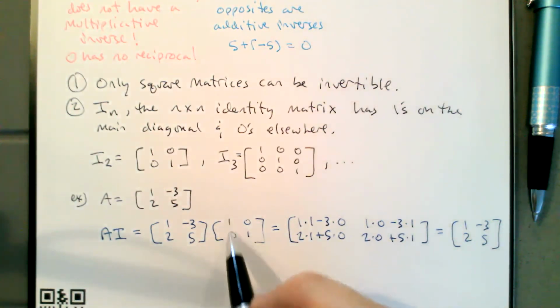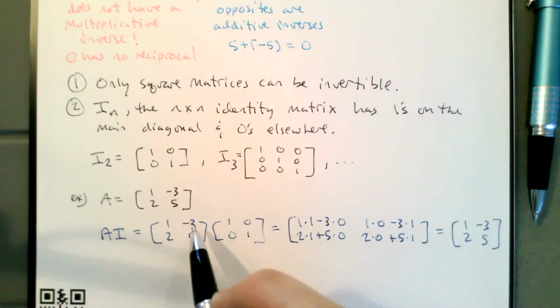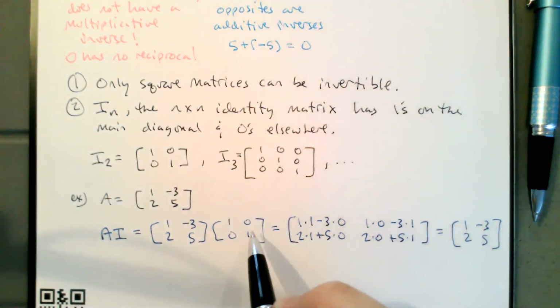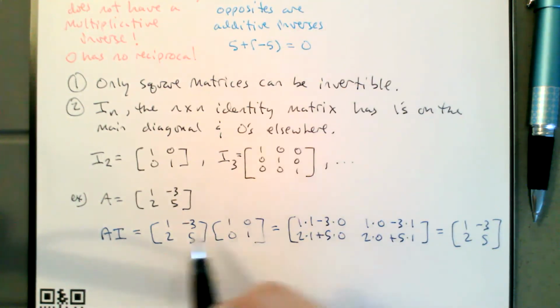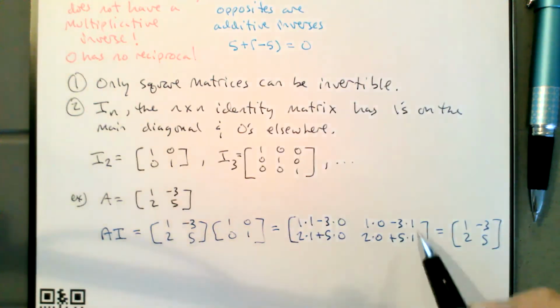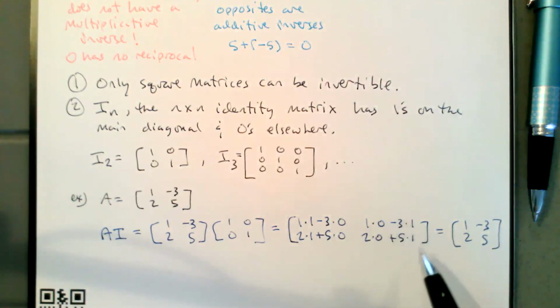So this first column of the identity matrix, 1, 0, grabs one copy of the first column of A and 0 copies of the second column of A, and that's just going to give us the first column of A. Similarly, the second column of the identity matrix, 0, 1, is going to grab 0 copies of the first column of A plus 1 copy of the second column of A. Here's the 0 wiping out the first column of A, and here's the 1 grabbing 1 copy of the second column of A.